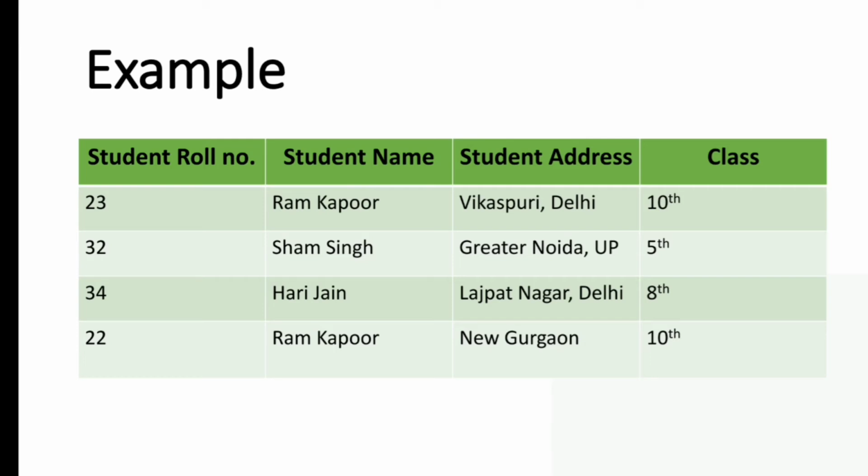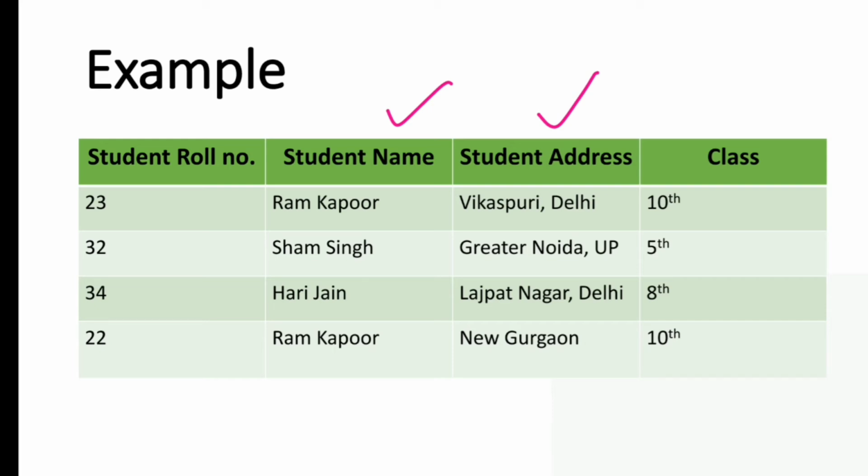Let's say student name and student address. Can it be a candidate key? Yes, it can be a candidate key because no two students can have the same name as well as the same address. So this is a candidate key.